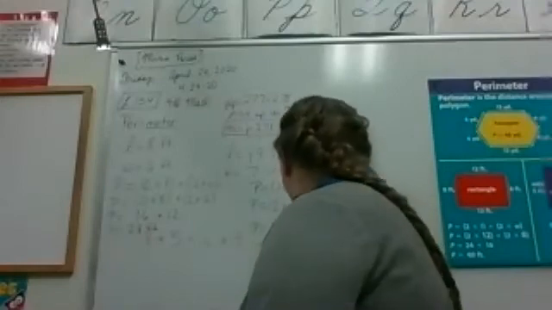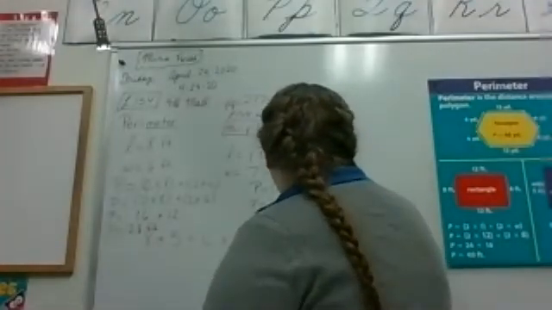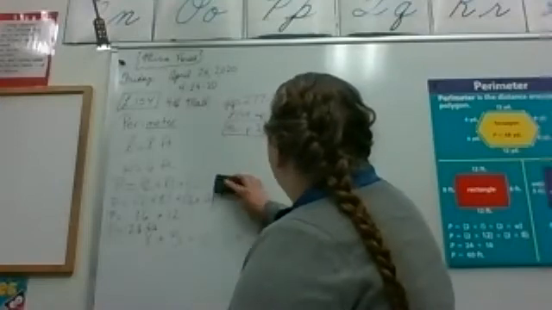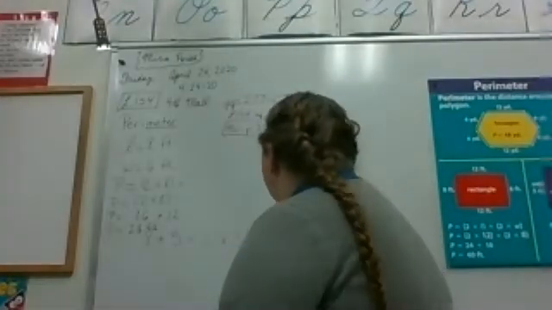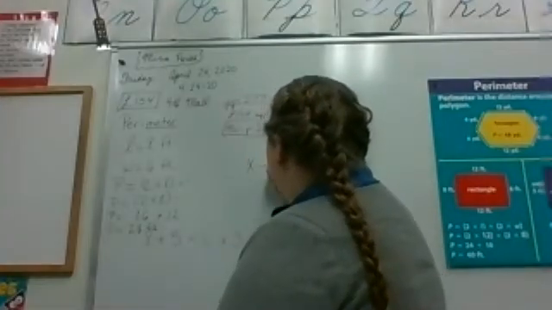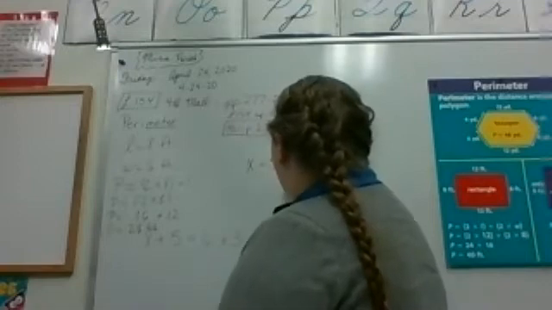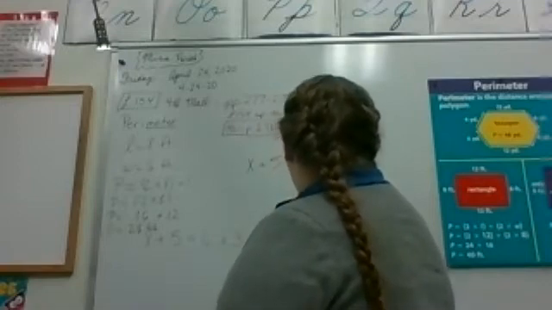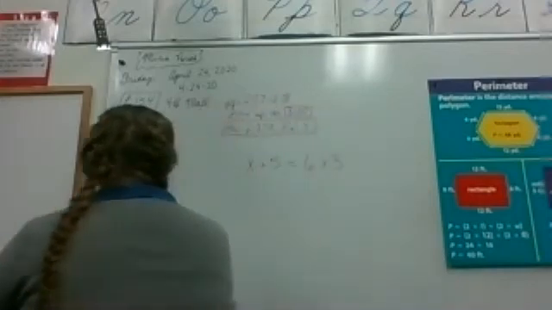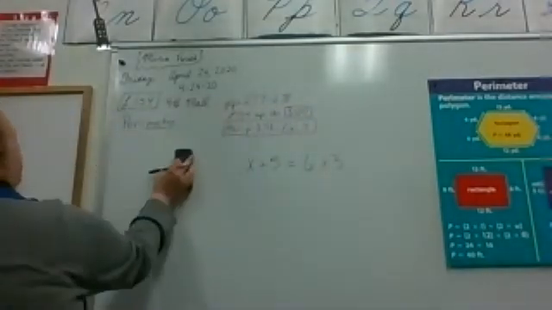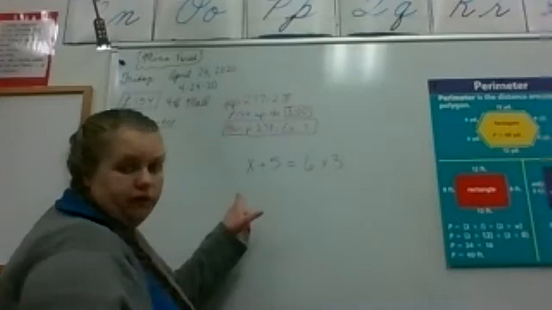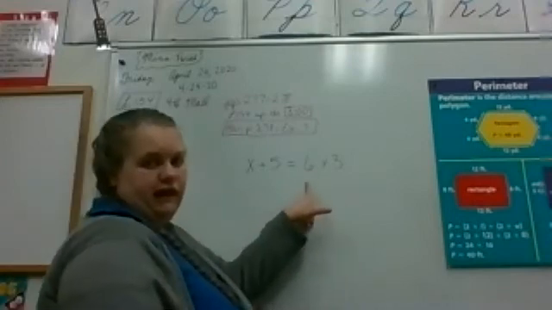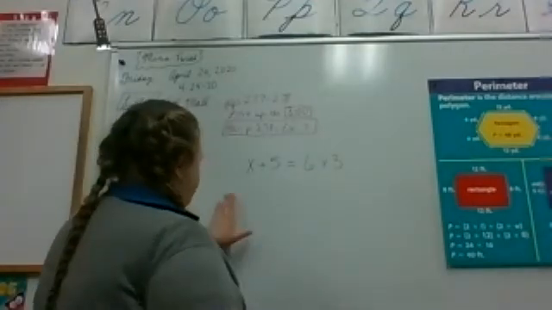So I'm gonna erase this and I'm gonna move this over so that we can look at it together, okay? So x plus 5 equals 6 times 3.